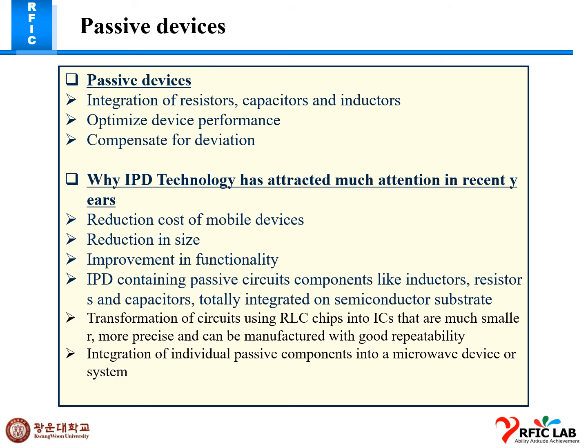IPDs contain passive circuit components like inductors, resistors, and capacitors totally integrated on a semiconductor substrate. IPDs transform circuits using RF into ICs that are much smaller, more precise, and can be manufactured with good repeatability. IPDs also integrate individual passive components into microwave devices and systems.